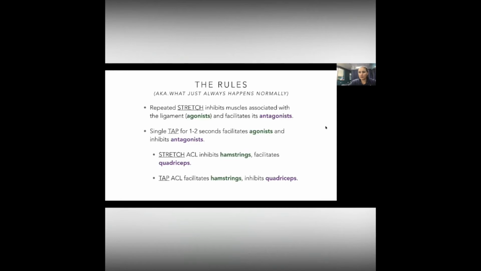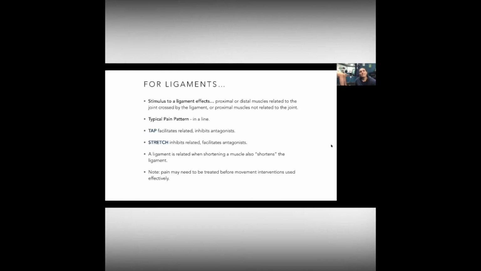When you repeatedly stretch a ligament, it inhibits muscles associated with that ligament, and it facilitates the antagonists. When you tap a ligament, or strum a ligament, kind of like flicking a ligament perpendicular to its fibers, that tends to facilitate the muscles associated with that ligament and inhibit the antagonists. So if you can imagine that a ligament has contractile properties, then when you do an action that shortens a ligament, all the muscles that are also shortening will be inhibited by stretching that ligament, right?